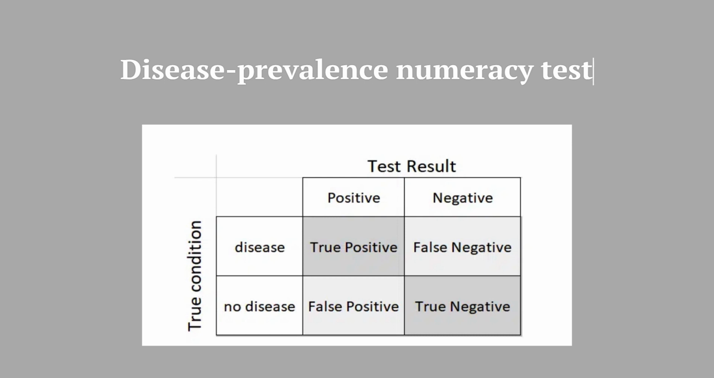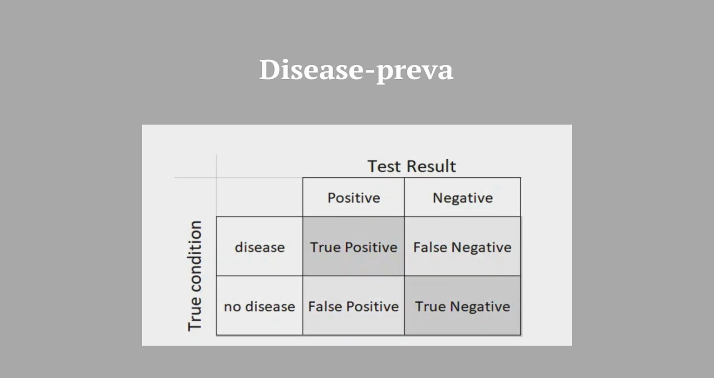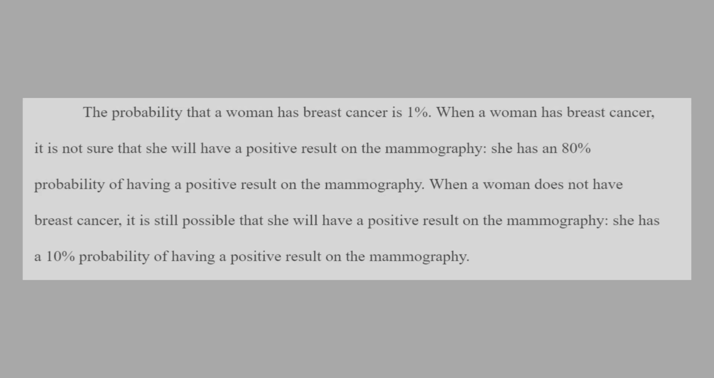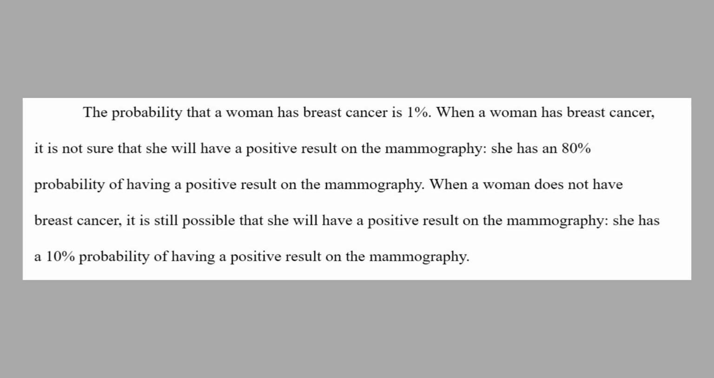One common type of test when it comes to numeracy, that is, ability to correctly internalize risk numbers, is a disease prevalence numeracy test, where rates of illness are provided as an example. A study by Eddy in 1982 posed the following question to doctors, medical professionals.